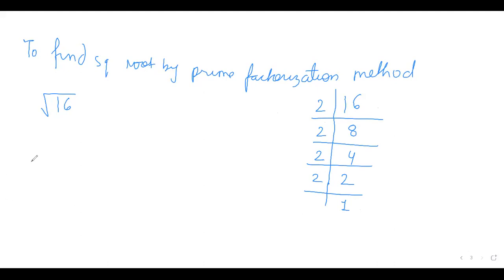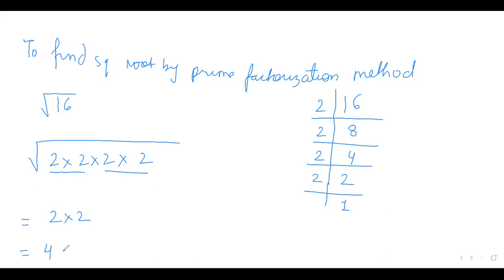Now whatever the factors of 16 are, I put them inside the square root and then make pairs. I can see there are two pairs of 2. Out of each pair, one 2 will come out. So 2 into 2, the answer of root 16 is 4. This method is called the prime factorization method.